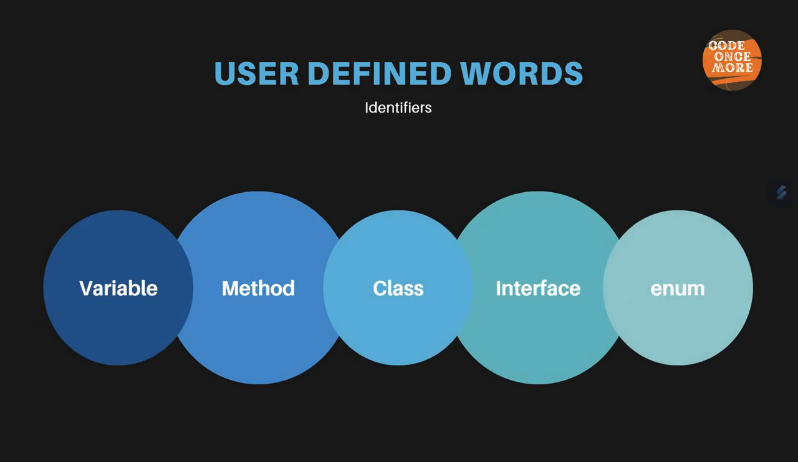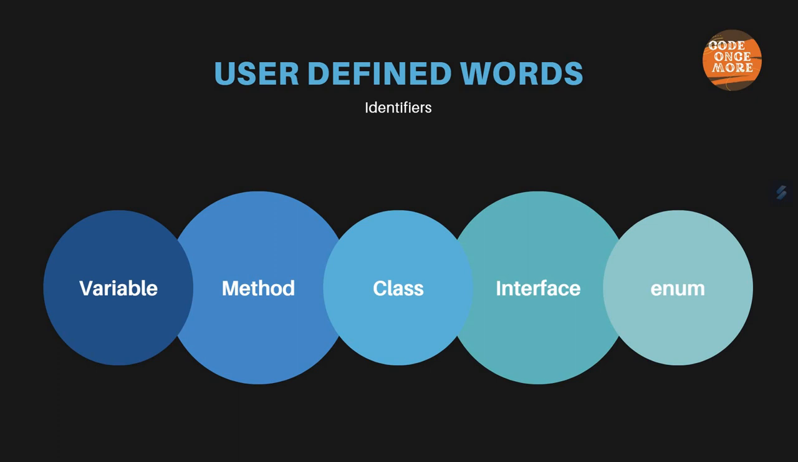Let's talk about user-defined words. User-defined words are identifiers. These are basically the naming words of any instance, any of these: variable, method, class, interface, or enum. We use user-defined words to give a name to any of these five. Whenever we declare a variable, at that time we have to give the name of that variable or method, any of these, right?